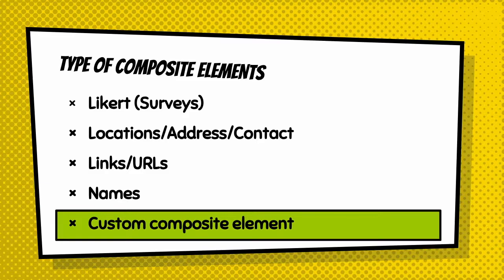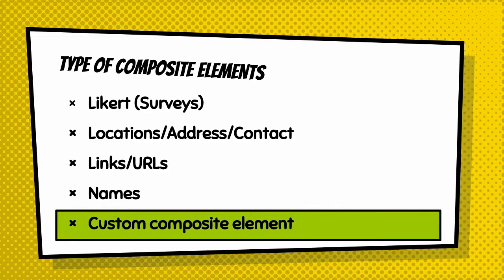Now we're getting into composites. So one of the more classic composites is a Likert element, where you're doing a survey and asking someone 10 questions and rating on a scale of 1 to 10 how they feel, etc. Those are called Likerts. And then you also get just location, address, and contact, and they're kind of similar. But for example, the contact composite extends the address to get the person's name and email address.